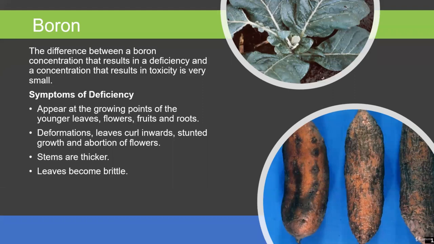Deficiency symptoms include deformations, leaf curls inward, stunted growth, and abortion of flowers. Stems will usually be thicker and leaves become brittle. Okay.